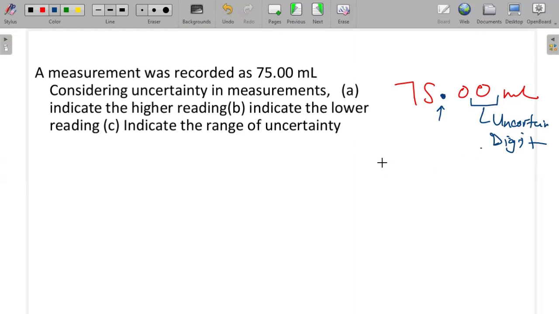So how are we going to get our uncertainty? We look at where this uncertain digit is. Before the point, these are ones, and these here are tens.